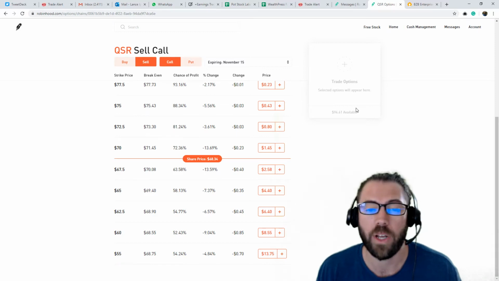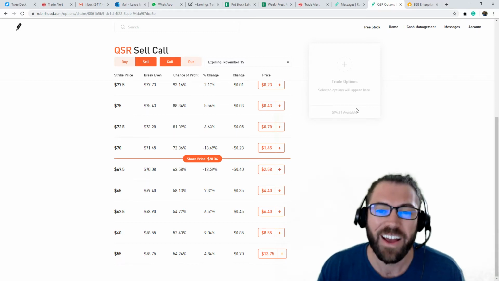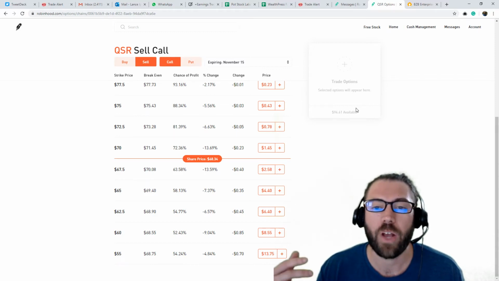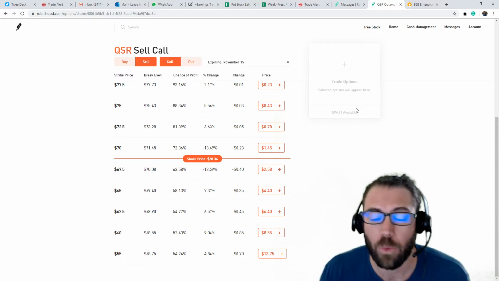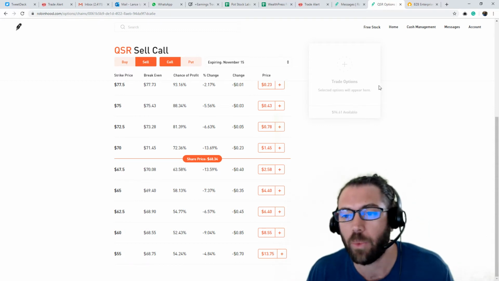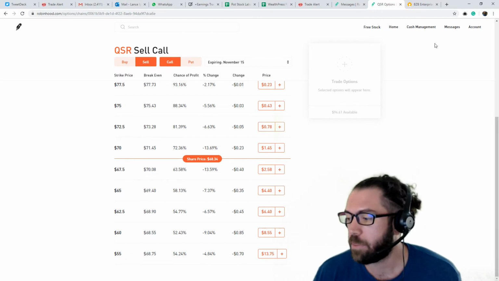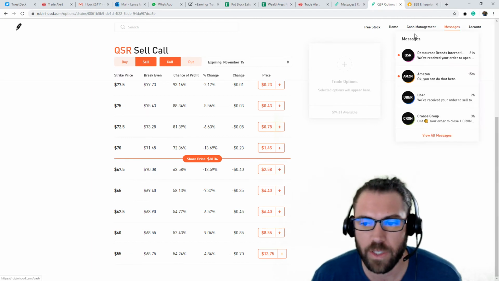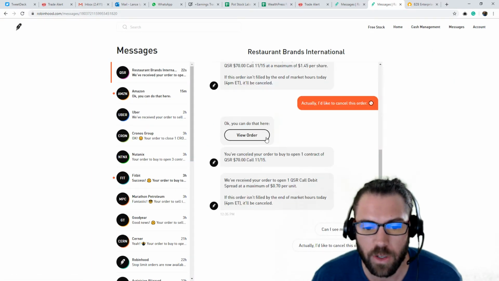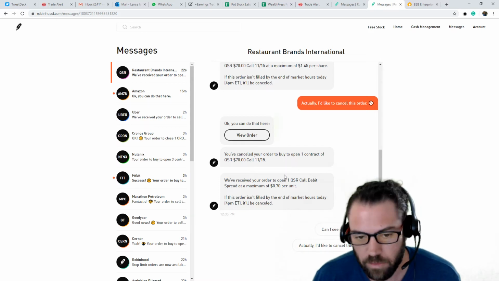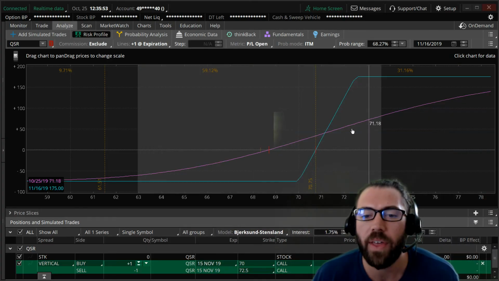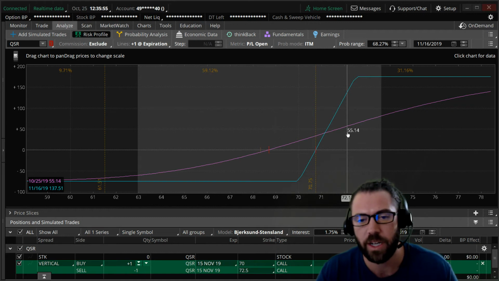Well, pardon me, not 130. My max gain will be up to 180. So I'm risking 70 to make 180. Put the trade in. It probably will take a minute or so to get filled. Let's see if it's filled. All right, they received my order. Okay, now probably have to wait a couple minutes. But that is a bull call spread in QSR.